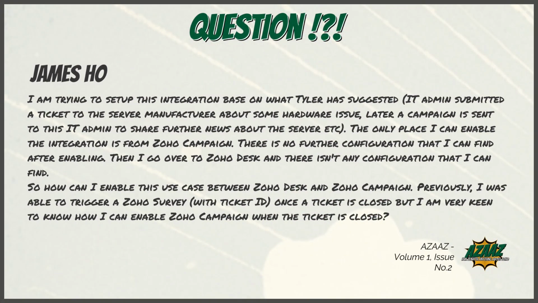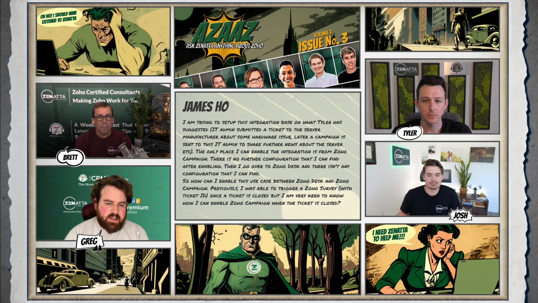Great. This next question comes from James Ho. This was on the last AMA. We were talking about Zoho Desk integrating with Zoho Campaigns previously. And he's asking, how can I get this use case of essentially, I close a ticket, I want that contact to start receiving a certain Zoho campaign? The quick answer is that with the integration that we discussed, the marketplace extension for Zoho Campaigns, there aren't any built-in automation actions with that extension.